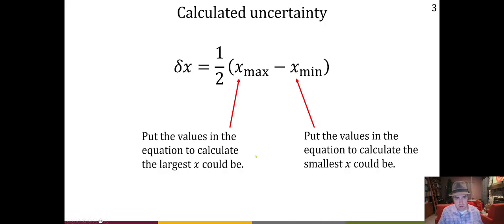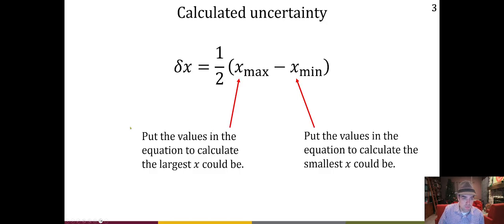Now that was for area. You can use this type of principle to calculate the uncertainty in any calculated value. It could be velocity, acceleration, a whole number of different things. So the uncertainty in a calculated value is just 1/2 the biggest the value it could be minus the smallest the value it could be.